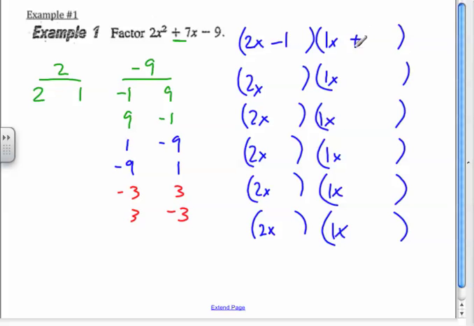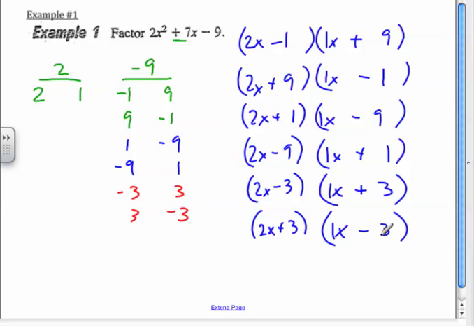Negative 1, positive 9. Positive 9, negative 1. Positive 1, negative 9. Negative 9, positive 1. Negative 3, positive 3. Positive 3, negative 3. Okay, those are all the possibilities.